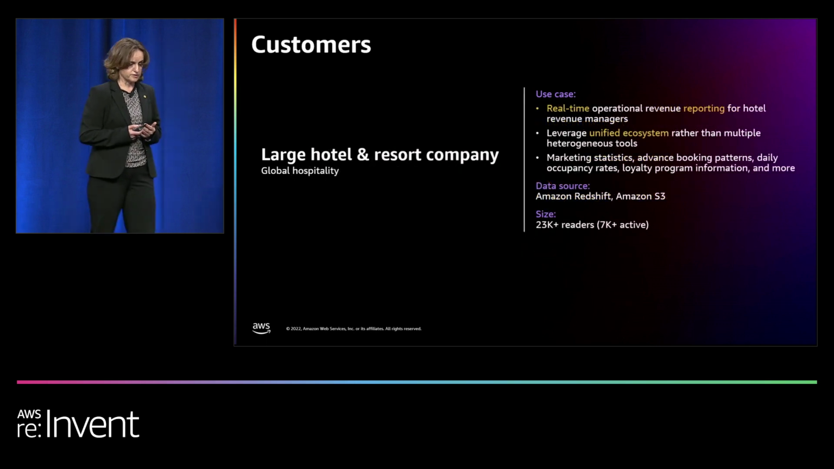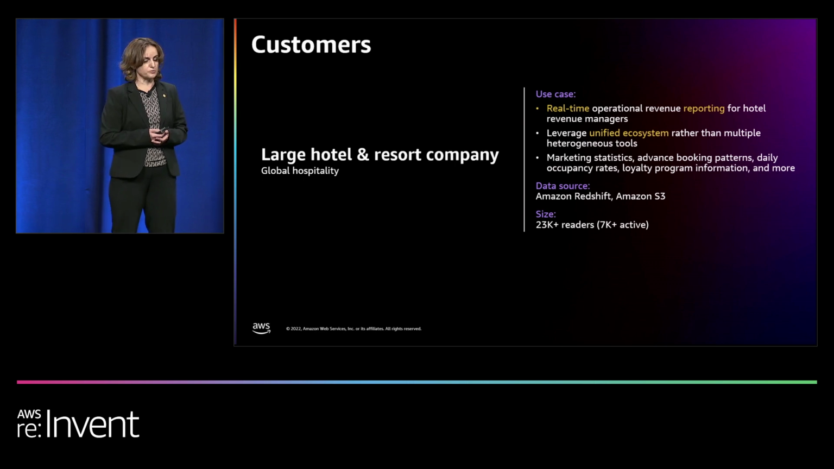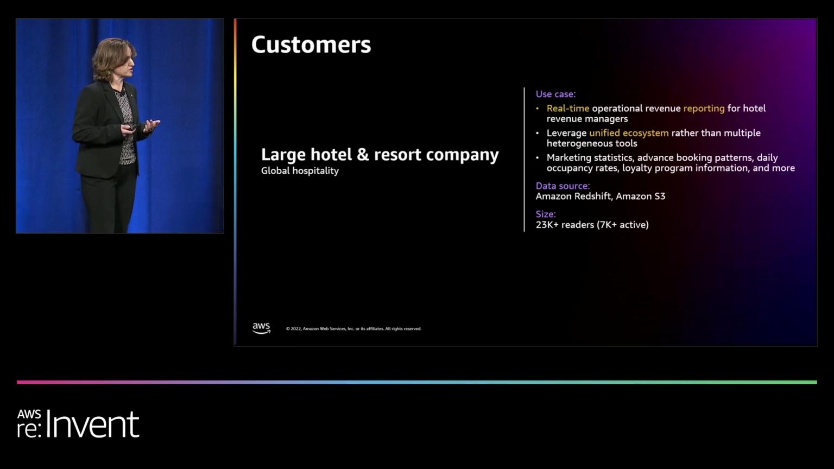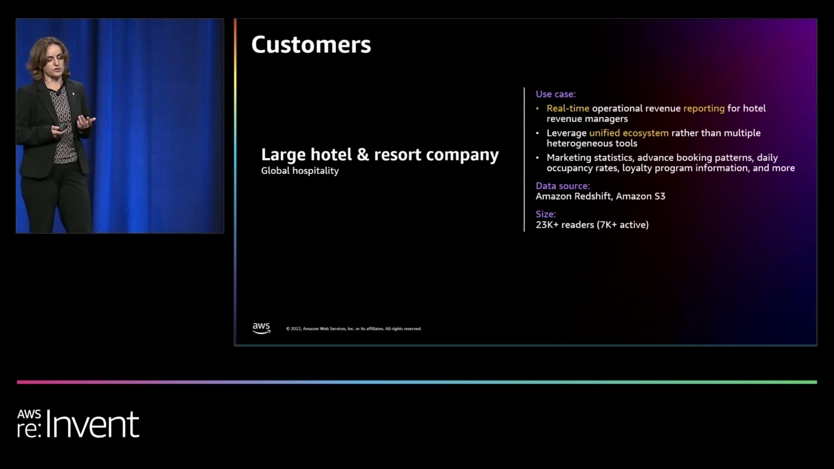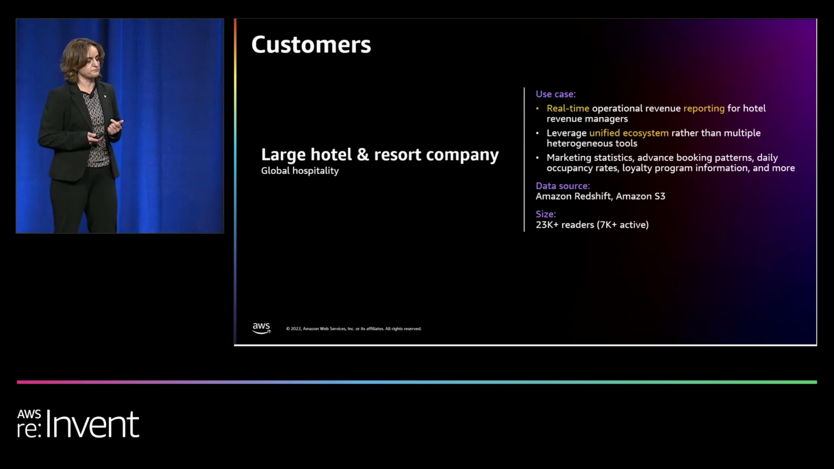Next story. A large hotel and resort company is a global hospitality company. They use Amazon Redshift and Amazon S3 as data sources and need to provide real-time operational revenue reporting for hotel revenue managers. Also, they need to provide multiple reports, such as marketing statistics, advanced booking patterns, daily occupancy rates, and other reports.